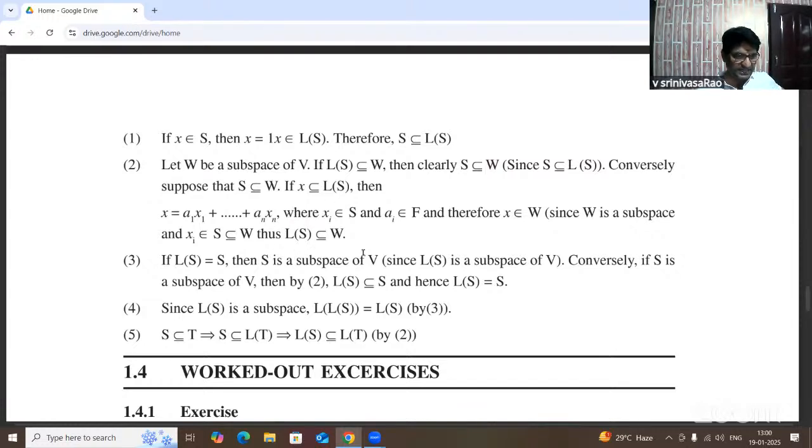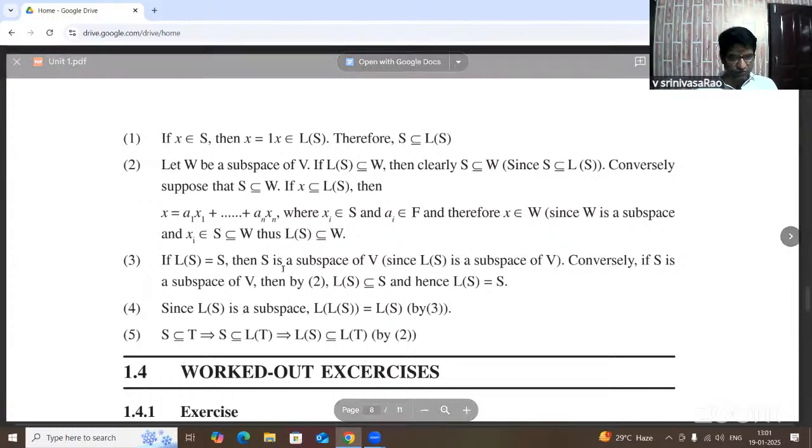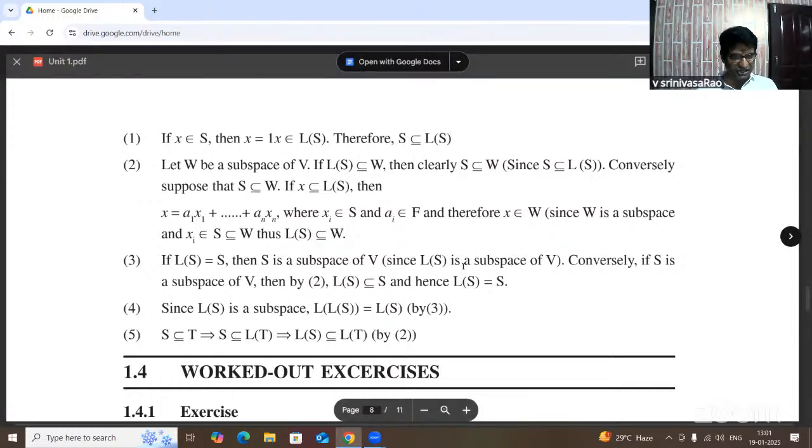L of s contained are equal to w. So s contained are equal to L of s, or L of s contained are equal to s. So a contained are equal to b, or b contained are equal to a. Finally L of s equal to yes. That is the third condition.